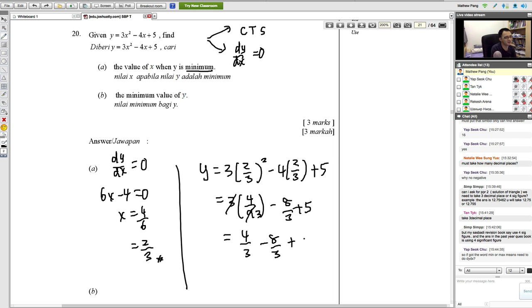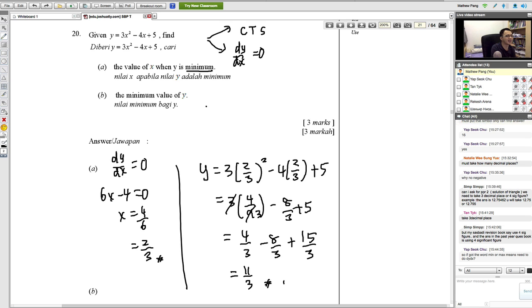8 over 3, this one becomes 15 over 3. So 15 minus 8, I got 7. 7 plus this one, I got 11 over 3. Okay, so if you see the word minimum and maximum, you need to do dy dx. Yes, correct. When you see minimum and maximum, always do the dy dx. But over here, I will explain further.